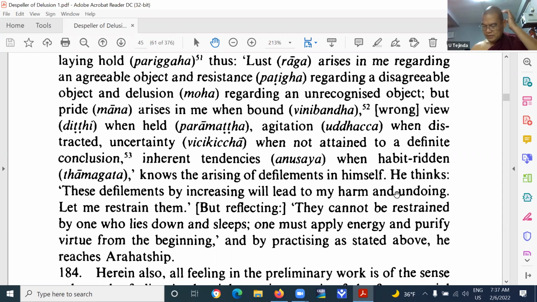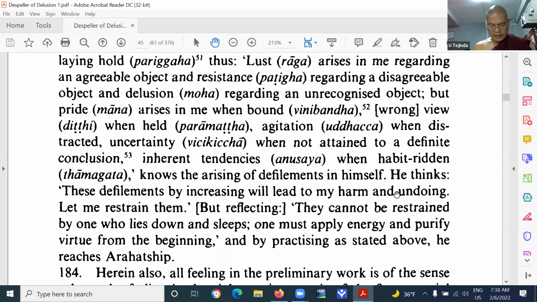We do not say restrain. How to say restrain? Restrain here is oppress. We say, let me oppress them. Restrain or oppress, but he translates as restrain. Let me restrain them. Let me oppress them. Just oppress those kilesa.